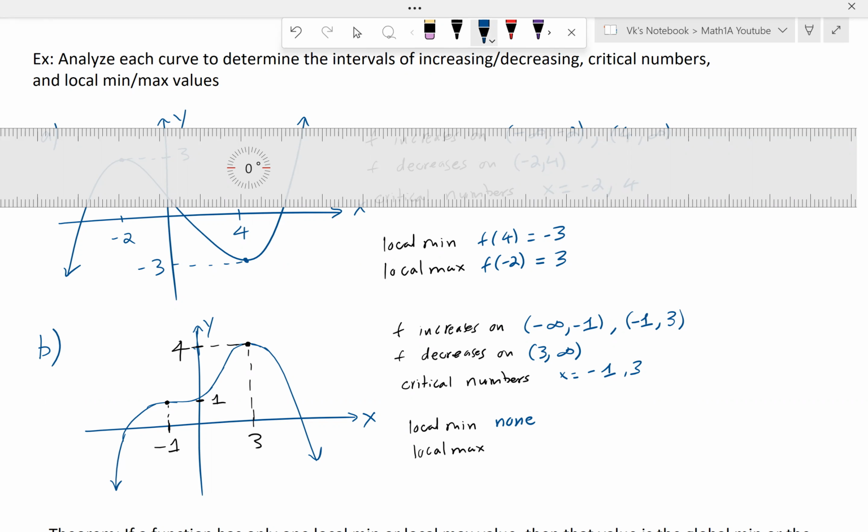Because at x equal negative 1, the slope of the tangent line is 0, and the function does not change from increasing to decreasing. So there's only 1 local max. And that is f of 3, which is 4.